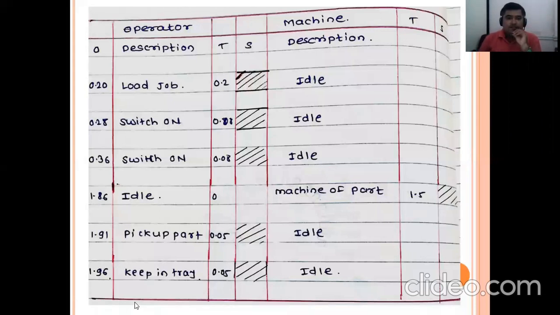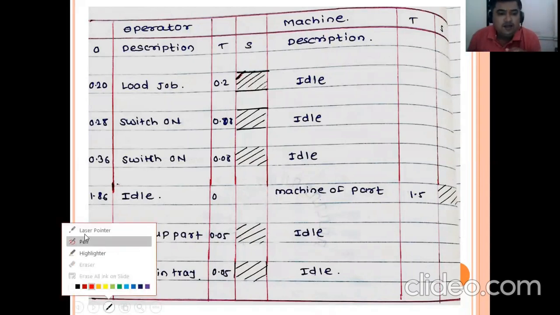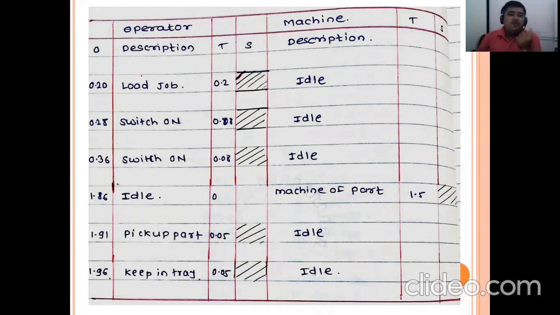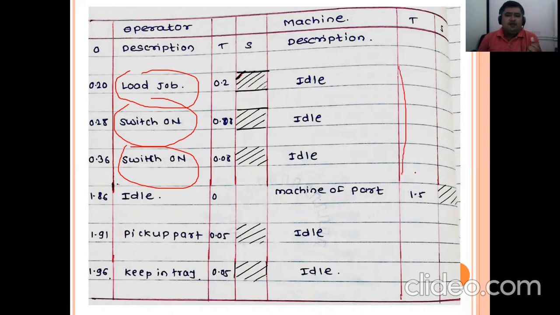So what does it indicate? When the operator is doing something, like loading the job on the machine, switching on the machine, switching off the machine, or setting the particular cutting parameters and starting the actual operation, up to this point the machine remains idle. The machine does not start the task by itself. But once cutting is started, let's say facing, the tool touches the workpiece and facing starts, the machine is doing facing at that time.